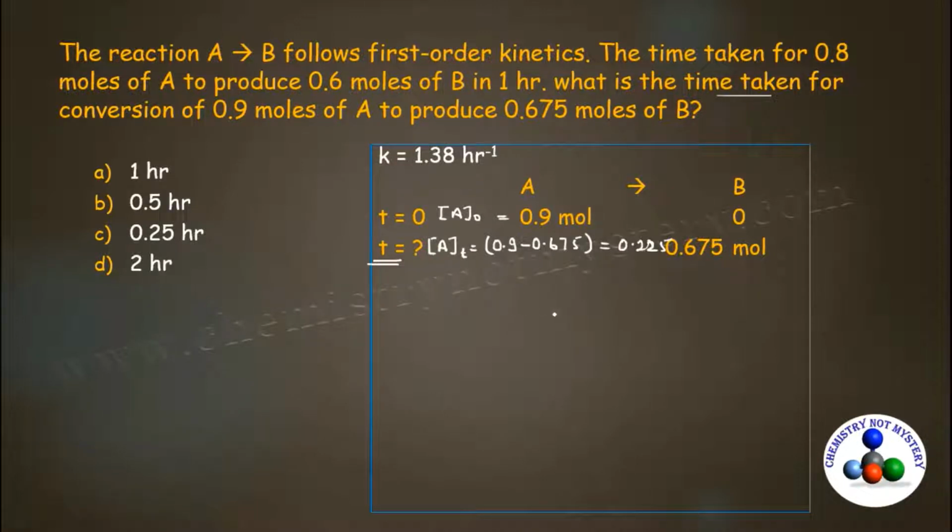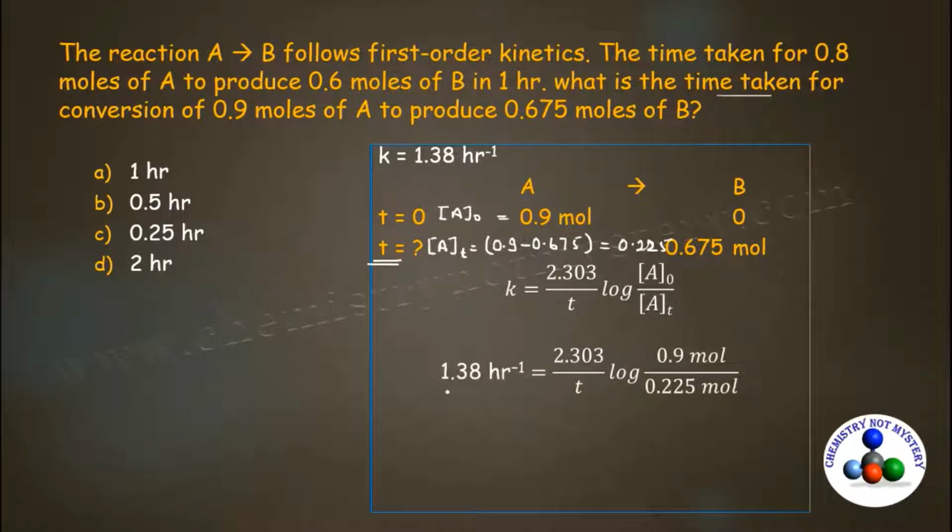So now you can use the formula k is equal to 2.303 over t log [A]₀ over [A]t. Now place the values in the given equation. So you will get 1.38 per hour is equal to 2.303 over t log 0.9 over 0.225. Now rearrange the equation to get the value of t. So you will get t is equal to 2.303 over 1.38 per hour log 0.9 moles over 0.225 moles.